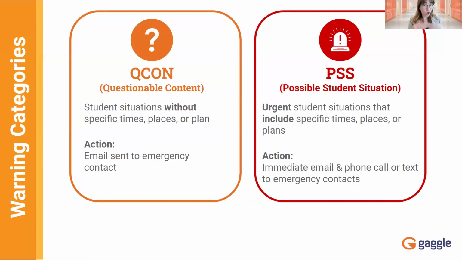These notifications are coming to you and to our emergency contacts in the form of email as soon as our safety team finds this concerning content. So we have questionable content, and that's the content that is concerning, right? But there isn't evidence of an immediate threat. And then there's possible student situations. These are the highest incident level, the instances where there is concerning content with immediate threat. A student might include specific times or places along with a plan to hurt themselves or others.